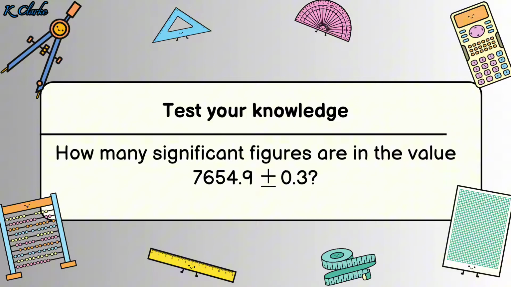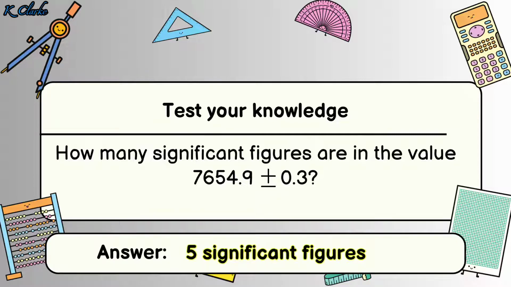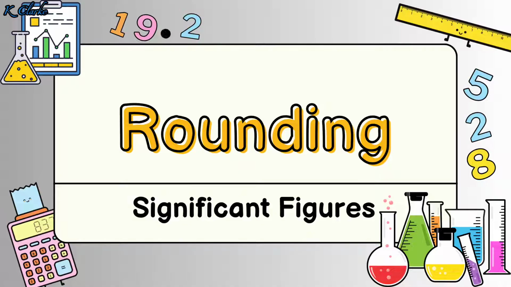Here's a question. How many significant figures are in the value 7,654.9 plus or minus 0.3? The answer is 5 significant figures. Those are the rules. Now we are going to do rounding significant figures.